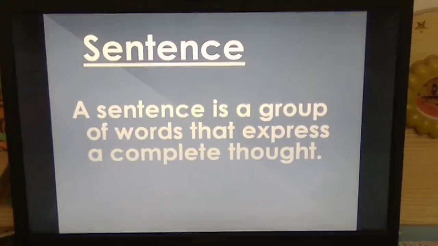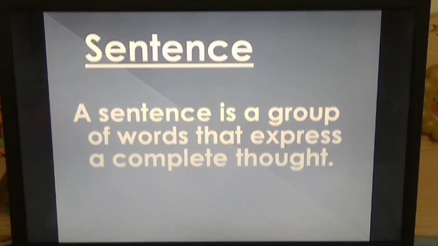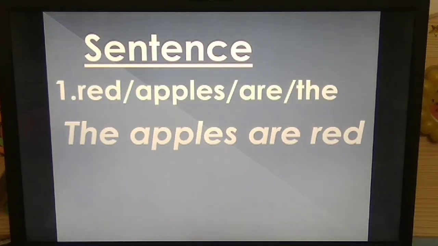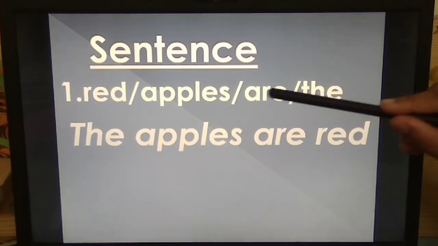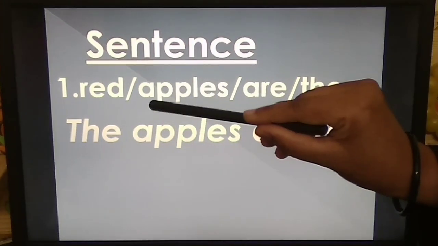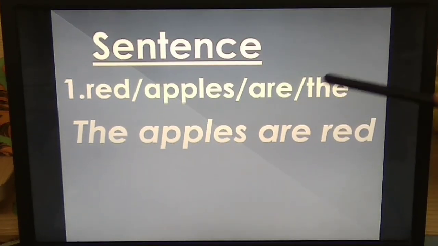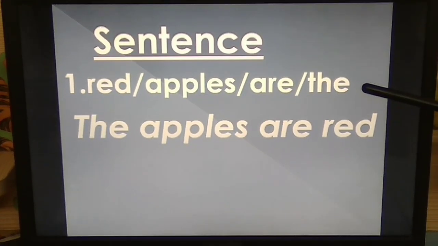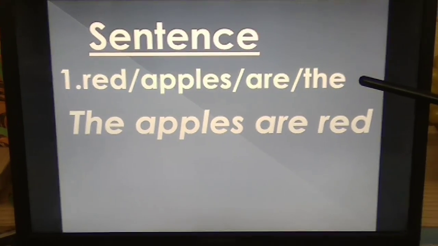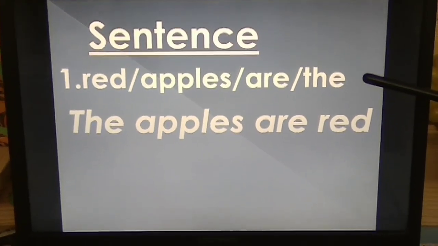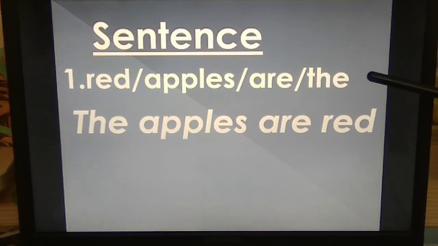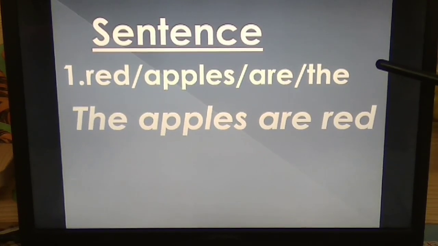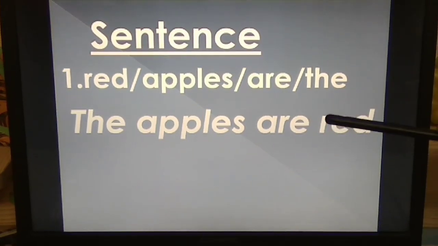Sentence. A sentence is a group of words that express a complete thought. So, see the example first. Now, can you see the groups of words over here? Red, apples, are, the. These are only the group of words. Are they giving you any kind of sense, any kind of meaning? No, they are not giving you any kind of meaning. So, these are not a sentence. This is only jumbled words. Same thing. See the next one.